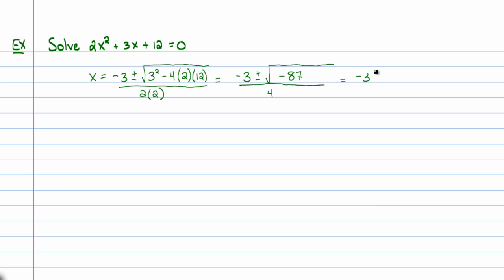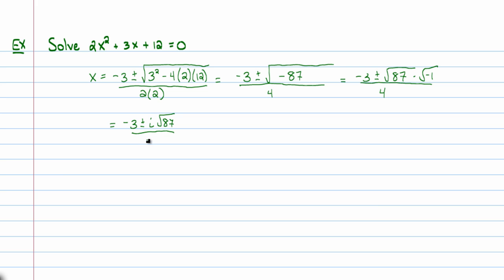So I will do this: negative 3 plus or minus, I'll write this as the square root of 87 times the square root of negative 1. As you can probably see, negative 1 times 87 is going to be a negative 87, so that is proper. And I could rewrite this as negative 3 plus or minus i times the square root of 87.